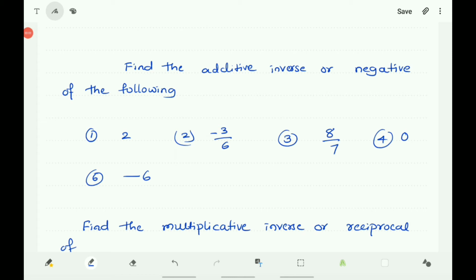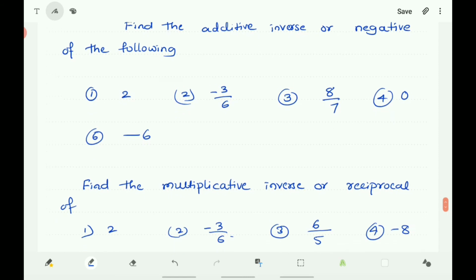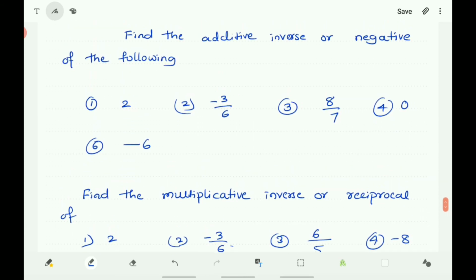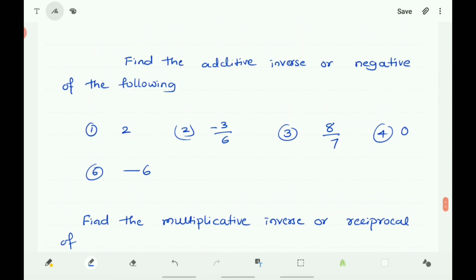Here there is a question for you. Find the additive inverse or negative of the following. The additive inverse of 2 is minus 2. So you can write the additive inverse of 2 is minus 2, and the additive inverse of minus 3 by 6 is plus 3 by 6. The additive inverse of 8 by 7 is minus 8 by 7. The additive inverse of 0 is 0, and the additive inverse of minus 6 is 6, that is nothing but plus 6.